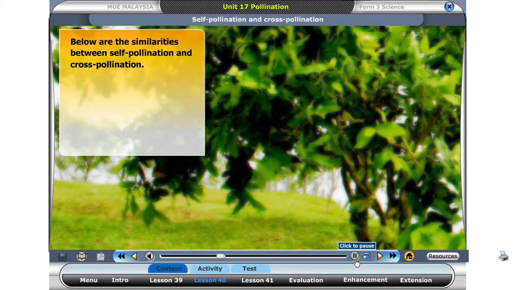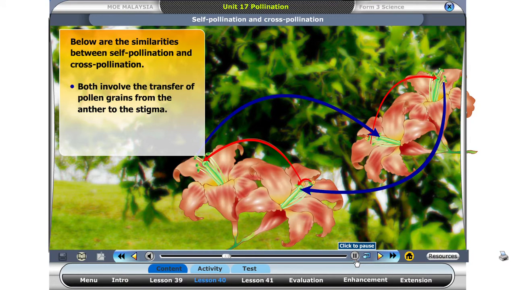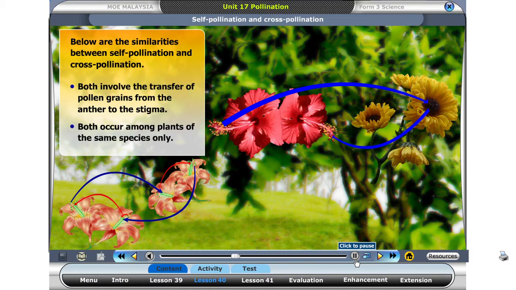Here are some of the similarities between self-pollination and cross-pollination. Both self-pollination and cross-pollination involve the transfer of pollen grains from the anther to the stigma. Both occur among plants of the same species only. They do not occur among plants of different species.